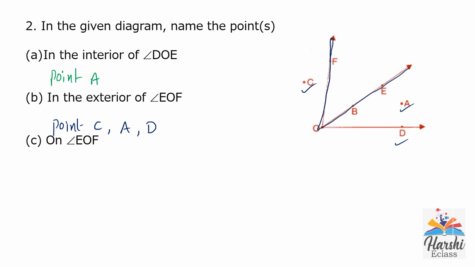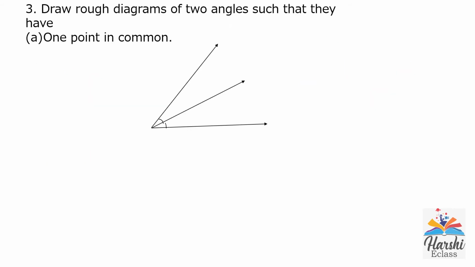On angle EOF. Here angle EOF is this one. On this angle EOF, there are 4 points: F, O, E, and another one, B. In total 4 points are there: E, B, O and F.